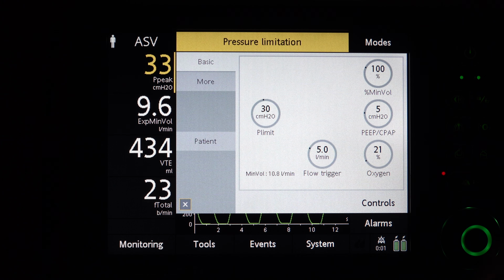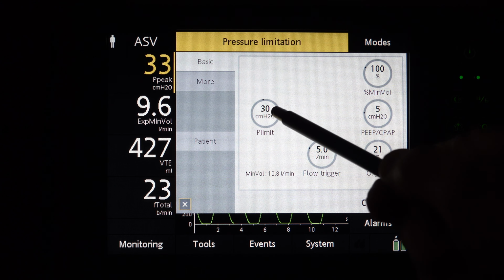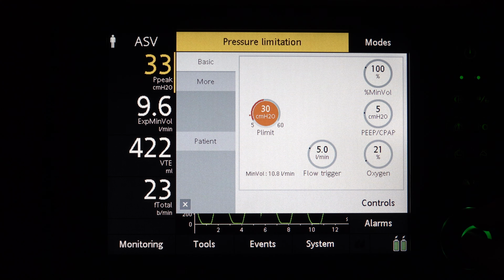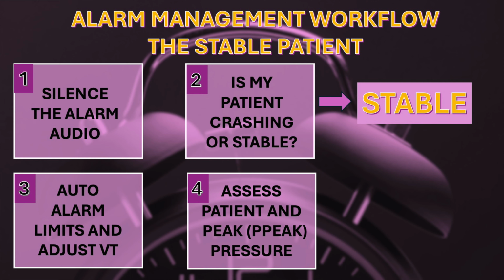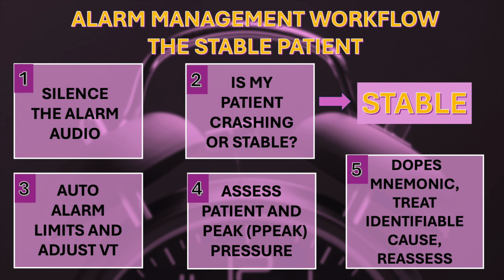for this specific alarm. Increasing the P limit to a value above the current peak pressure will automatically adjust the high pressure alarm limit and clear the alarm. Step 4, continuously surveil the peak pressures and the patient. Step 5, apply the DOPES mnemonic to address any identifiable causes and reassess.